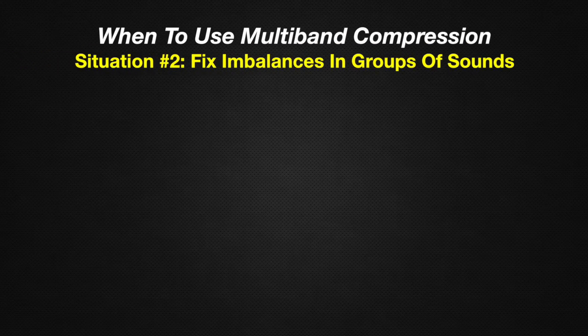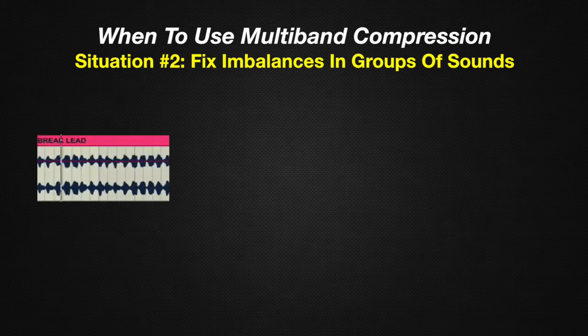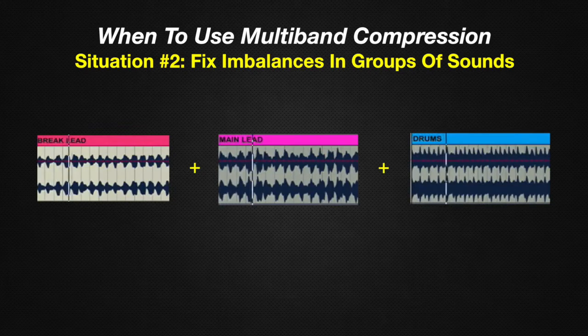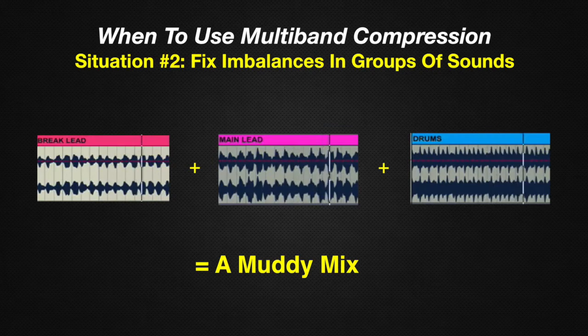And now the second most common situation in which I'll use multiband compression, and that is to fix the imbalances in volumes of certain frequencies in groups of elements. Oftentimes when you start building up your track and you have more and more instruments playing, the output of all these sounds together will create imbalances in certain parts of the frequency spectrum, especially the mid-range. Even if the individual elements don't have any imbalances in frequencies, the summation of your instruments can cause this.